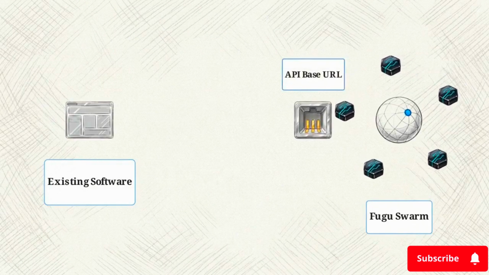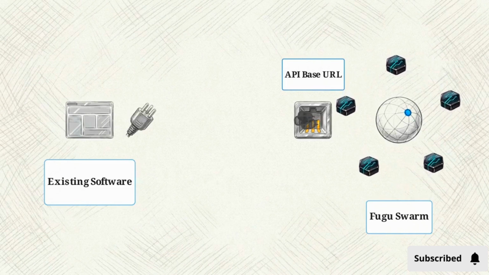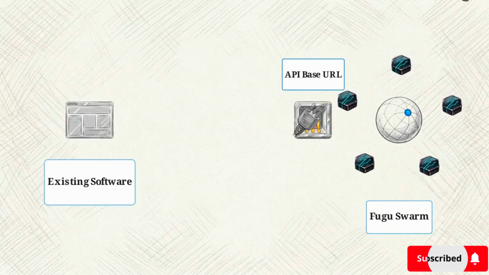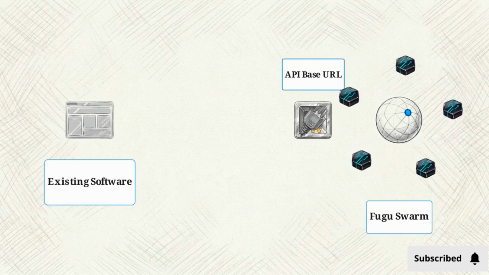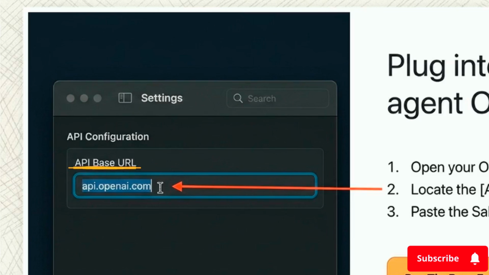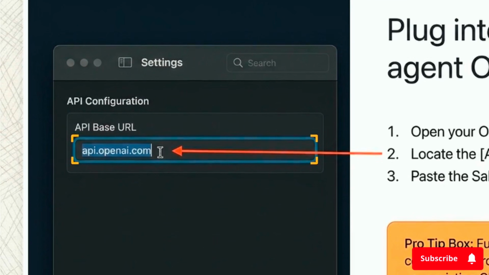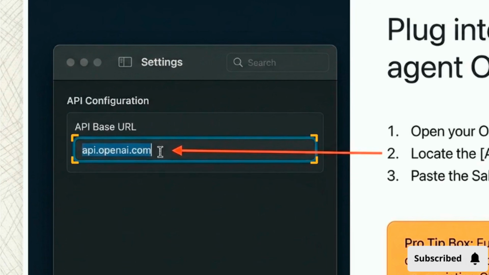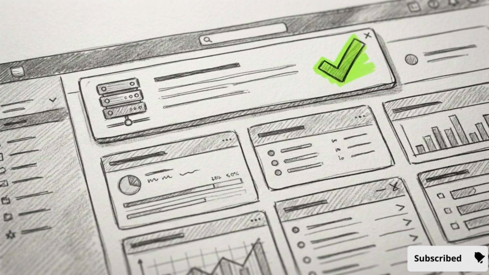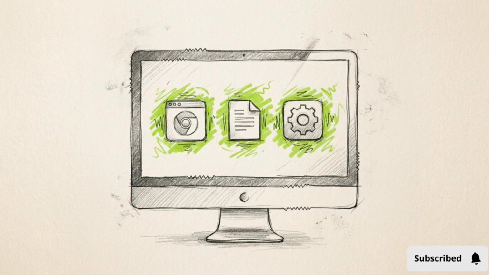Next, we need to point your existing software to this new swarm. Fugu uses a standardized connection, so we can route it through the exact same fields you already use for other major API providers. Open your settings dashboard, locate the API base URL field, delete the default OpenAI address, and paste in the new Sakana Fugu endpoint. Because that single URL swap changes the underlying processing model, your current tools are immediately upgraded. You don't have to install any new third-party extensions to make this connection work.